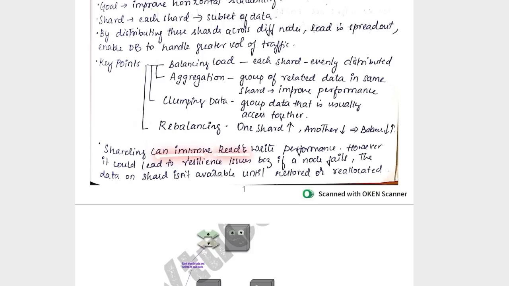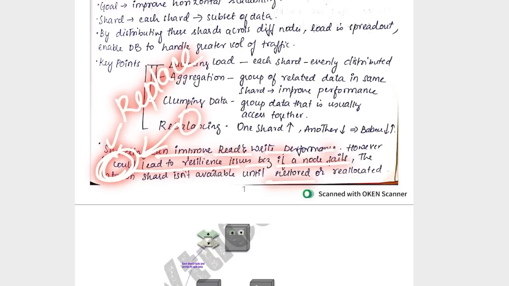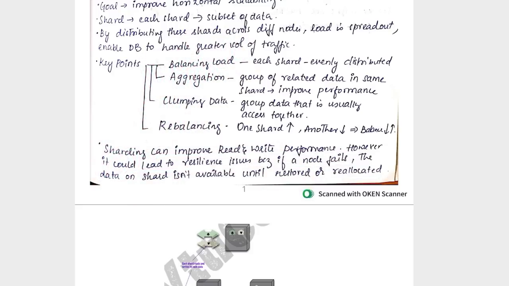So sharding can improve read and write performance. However, it could lead to resilience issues, because if a node fails in the shard, then the data cannot be accessed unless and until I replace this, or restore this, or reallocate this, right? So these are a few key points about sharding.